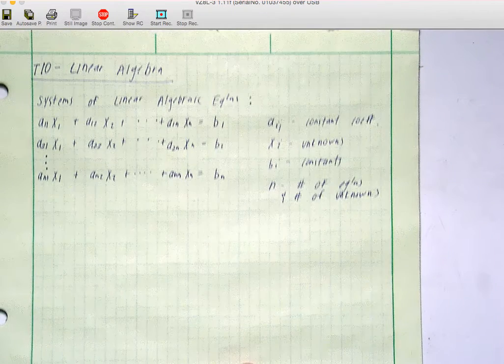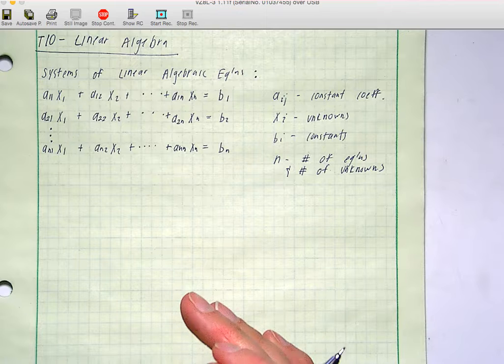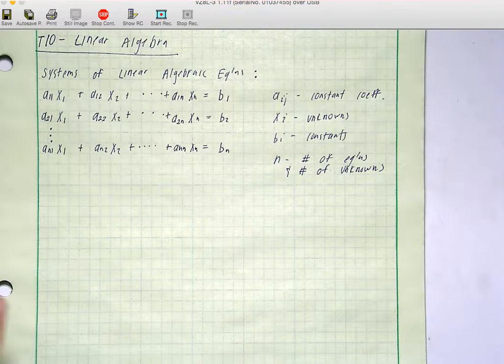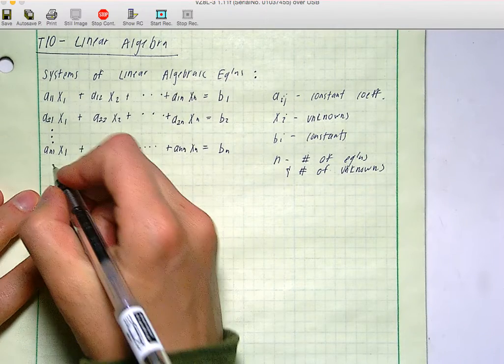So we're going to look at several different ways of solving this system of equations that are already programmed in MATLAB, and then we're going to program one of them that isn't available in MATLAB.